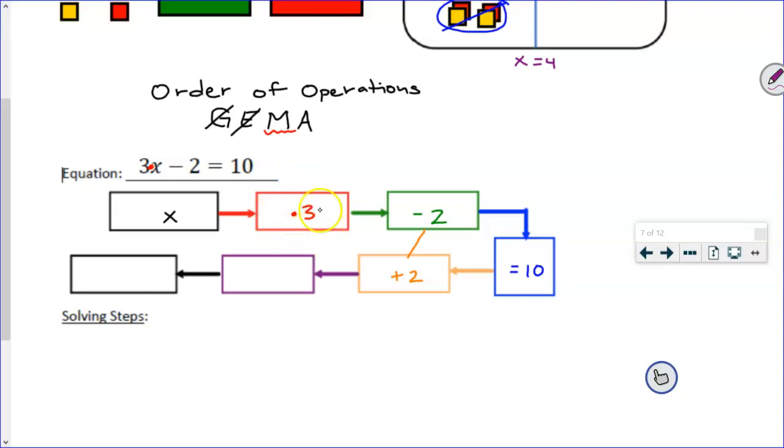And I will undo multiplying by 3 by dividing by 3. Again, the whole reason I'm choosing to divide is because I know it's going to undo that multiplication. So after I do these things and then I undo those things, I'm going to be back to x.